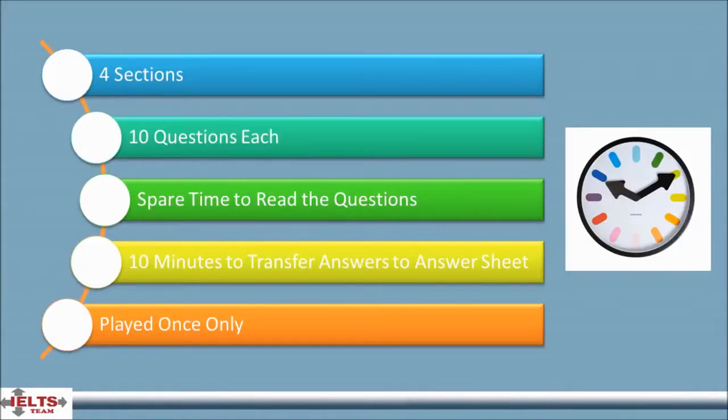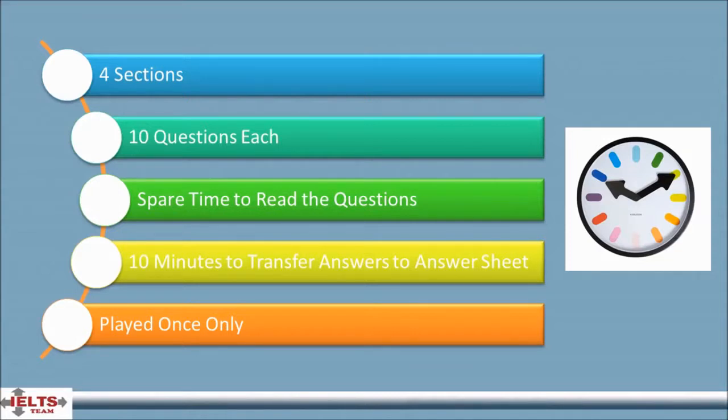IELTS listening has 4 sections, each with 10 items or questions. Each item is worth 1 mark. The items are designed so that the answers appear in order in the listening passage. During the test, time is given for candidates to read the questions and write down and check their answers. Answers are written on the question paper as candidates listen. When the recording ends, 10 minutes are allowed for candidates to transfer their answers onto an answer sheet.